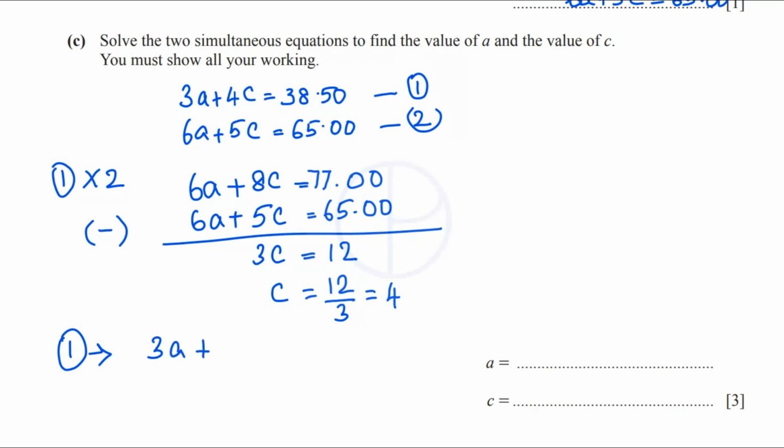3A plus 4 multiplied by 4 equal to 38.50. So 3A is equal to, what is 4 multiplied by 4? 16. When it goes to the other side, it will change its sign. So 3A is equal to 38.50 minus 16. Let's subtract.